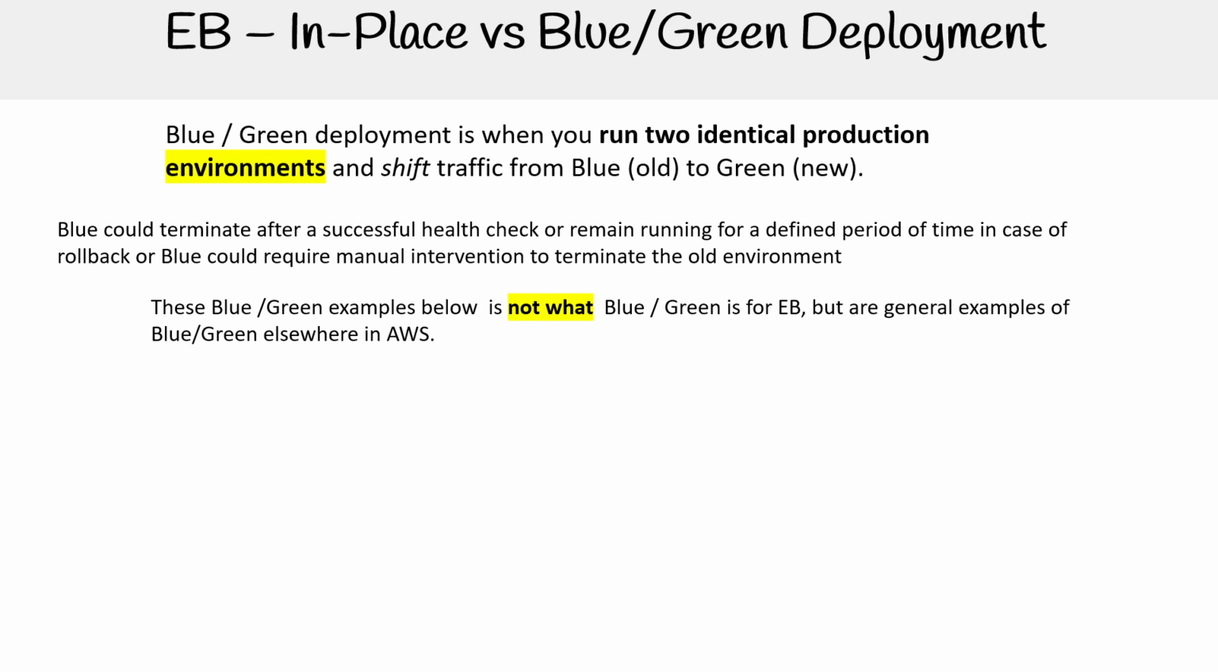The blue-green examples down below are not what Elastic Beanstalk actually does, but these are general examples of blue-green deployment elsewhere, because I want you to understand that what Elastic Beanstalk calls blue-green is not necessarily what blue-green is in the rest of AWS.